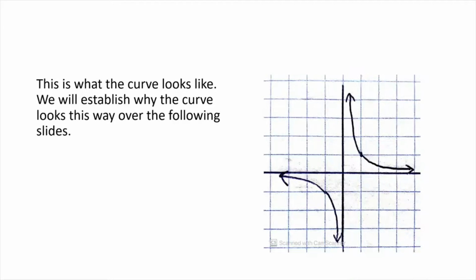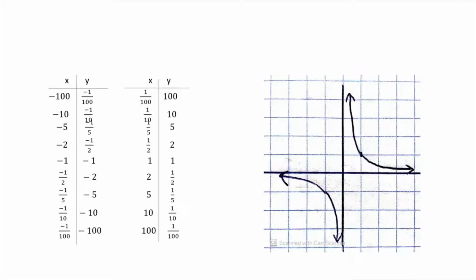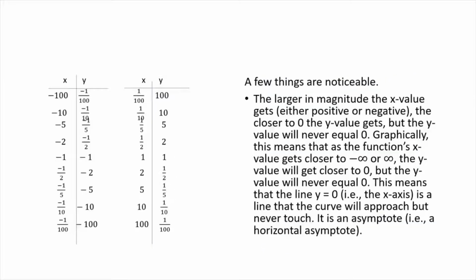If we want to establish why it looks like that, we can plug in many different values for x and many different values for y. And if we plot all those points, we will see that this is ultimately the behavior of the function. Now, a few things are noticeable. The larger in magnitude the x value gets, whether positive or negative, the closer to 0 the y value gets, but the y value will never equal 0. Graphically, this means that as the function's x values get closer to -infinity or infinity, the y value will get closer to 0, but the y value will never equal 0.